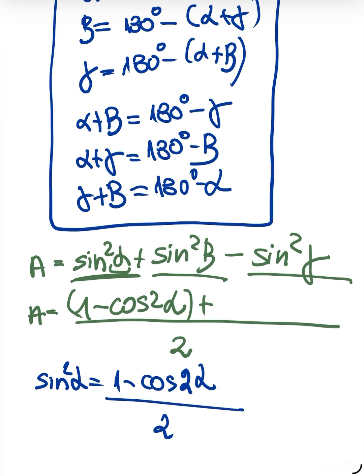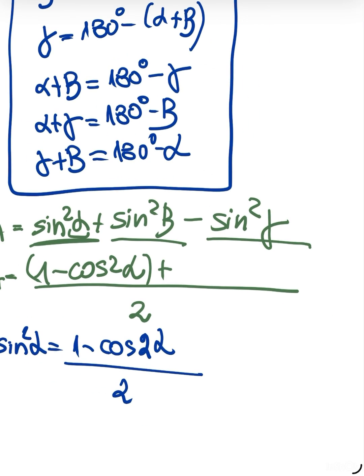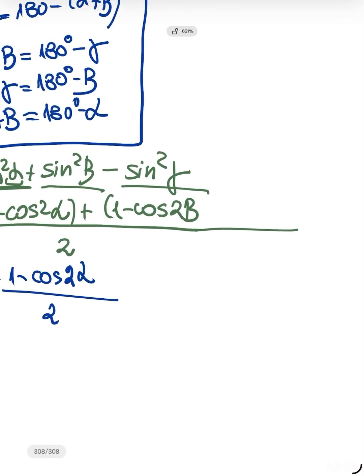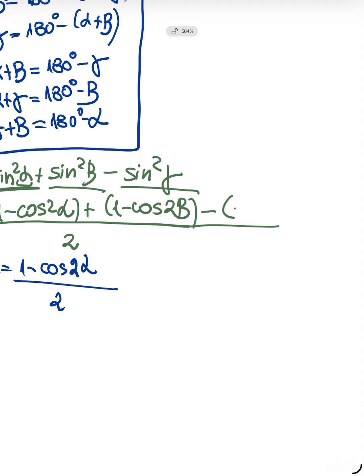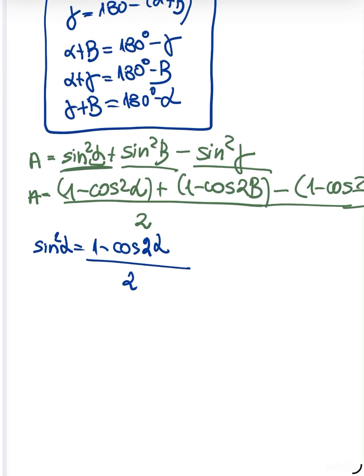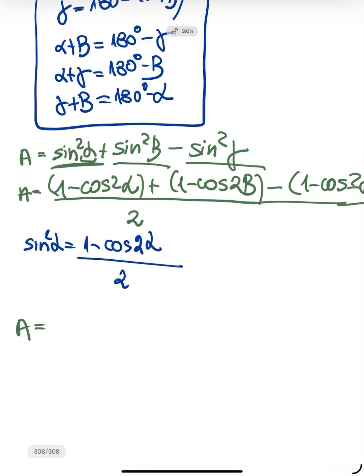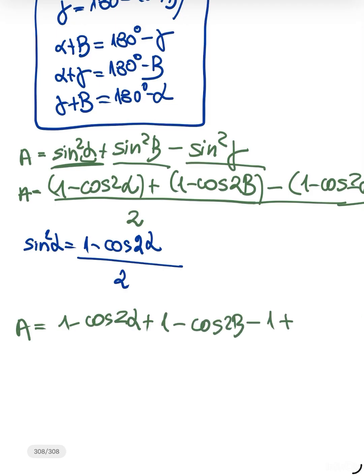We don't actually need to put this in brackets because it's the first term, but no matter. Sine squared beta is equal to 1 minus cosine 2 times beta. And then for the third term, we have minus (1 minus cosine 2 times gamma). Now let's release the brackets. This will give us 1 minus cosine 2 alpha plus 1 minus cosine 2 beta minus 1 plus cosine 2 gamma, divided by 2.